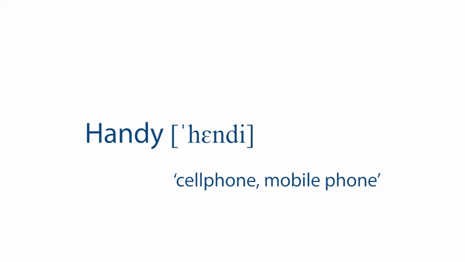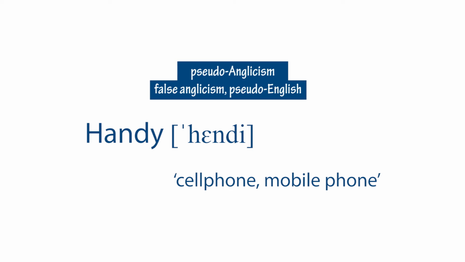So the word cell phone or mobile phone in German is called handy. Hand is an English word, and Y, pronounced as E, like IE, is an English suffix, and they have been put together. In this case, you don't even have clipping, and you have created the word handy. This is a case of what we call pseudo-Anglicism, or it is also referred to as false Anglicism or pseudo-English.